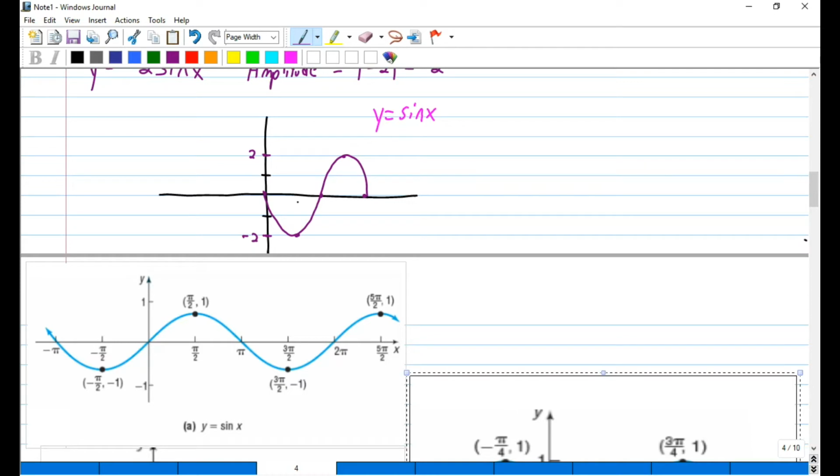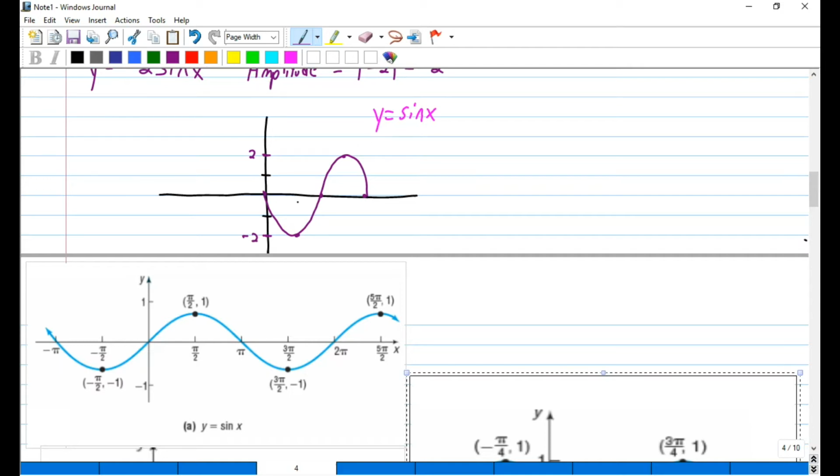So this is y equals sine of x. Here's the first significant point for our graph. Here's the next significant point at pi over 2 and 1. Here's the next significant point at pi, 0. Here's the next significant point at 3 pi over 2, negative 1. And then this would be the last significant point, 2 pi and 0.